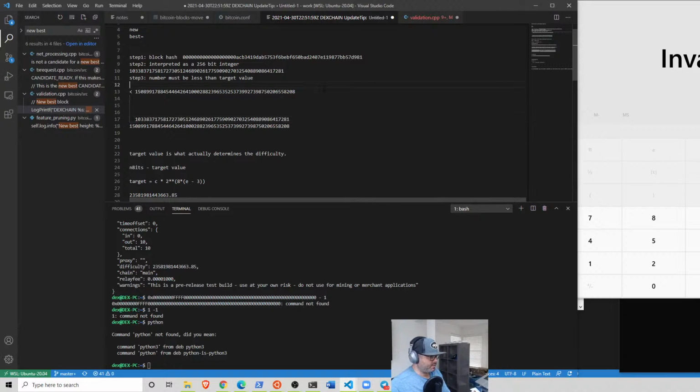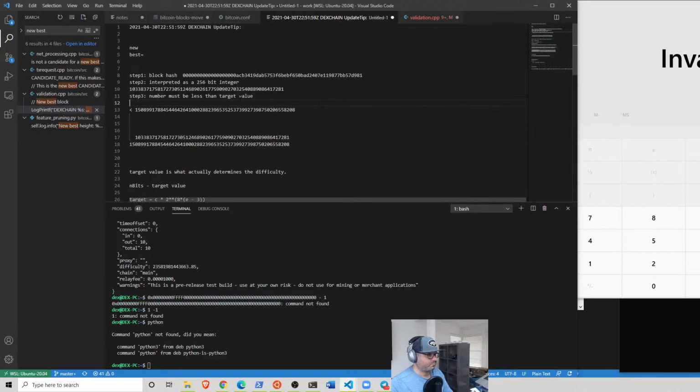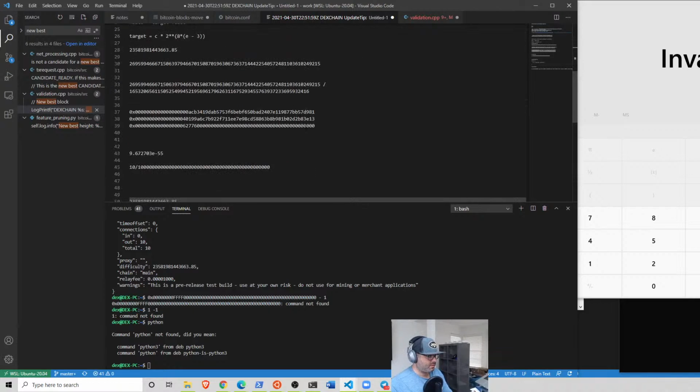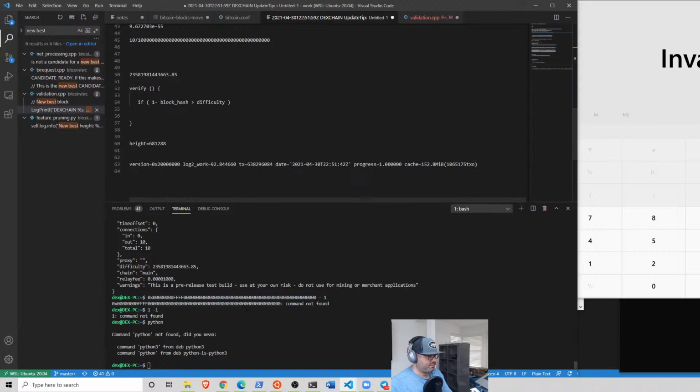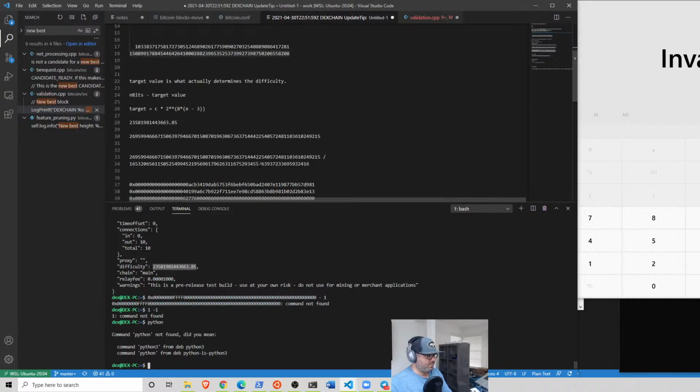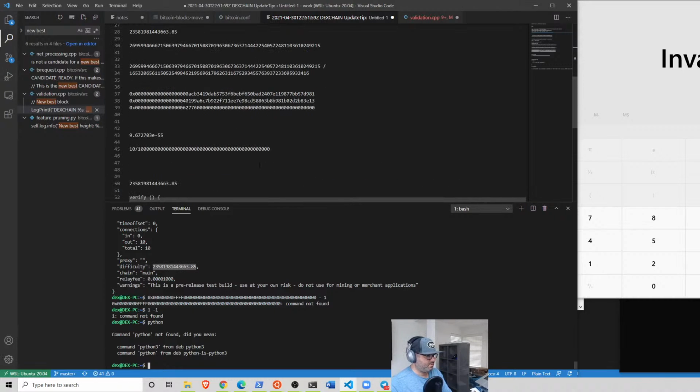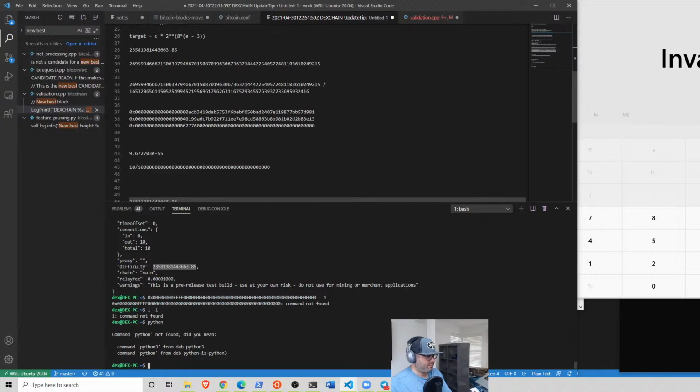Now, what we missed is going from the target value to this difficulty, which we get here. It's probably really easy. I don't know why there's a 0.85 though.